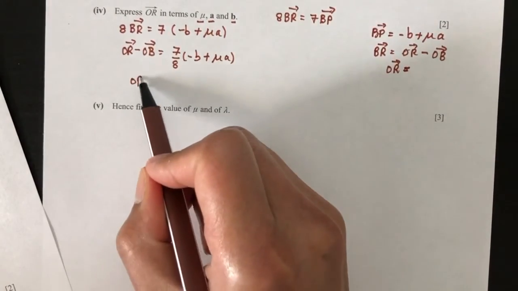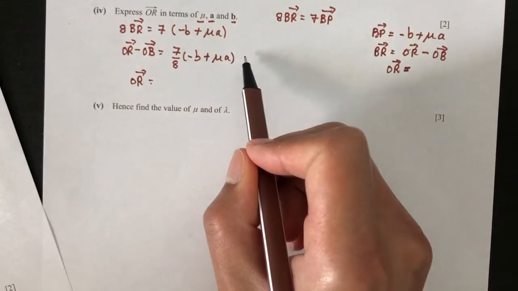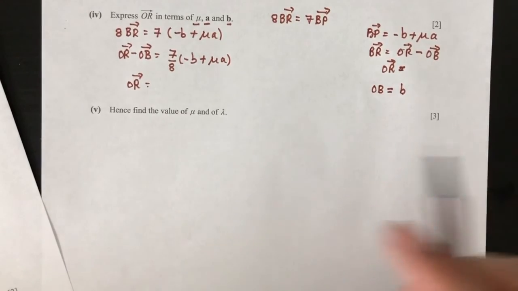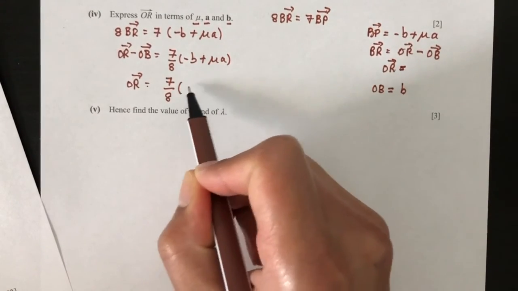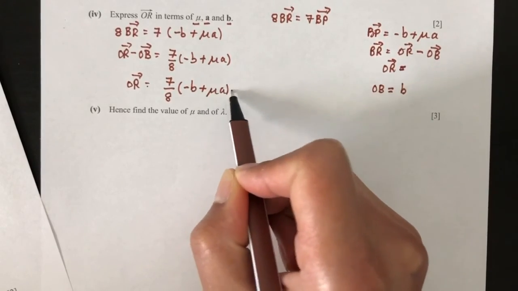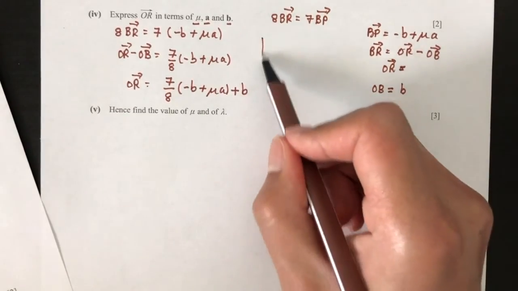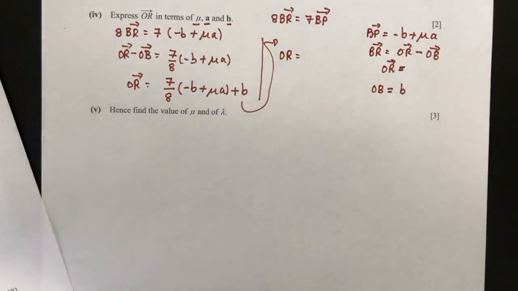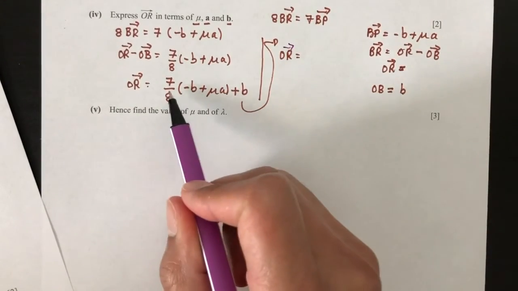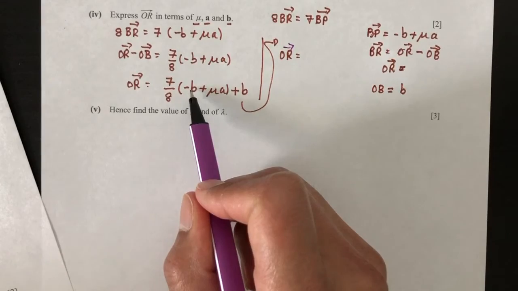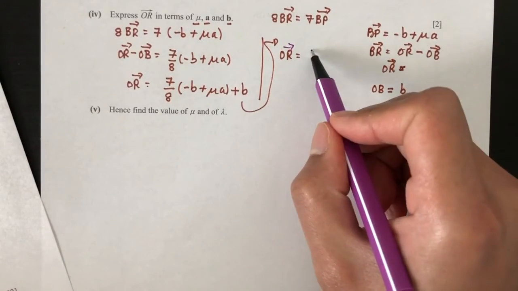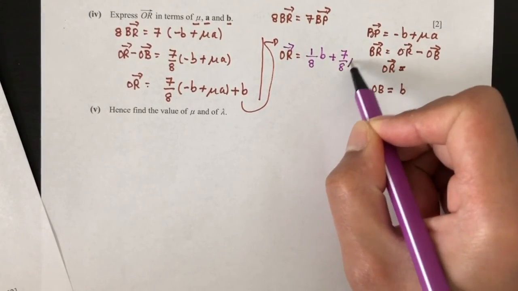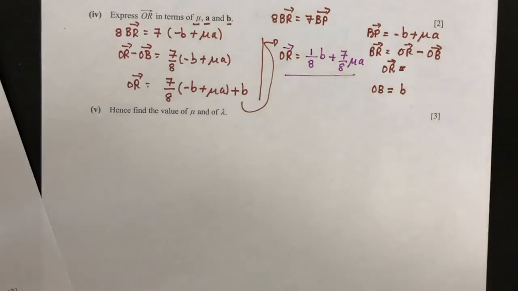Now to find OR, we have to send this one on this side. So what is OB? It is given to you according to the question. This is B. So we just replace, that will become 7 over 8 times minus B plus mu A, plus the value of B. Now let's continue over here. So finally OR is equal to what? 7 over 8 times minus B, that is minus 7 over 8, plus 1, that should give you 1 over 8 B plus 7 over 8 mu A. This is your value for OR.